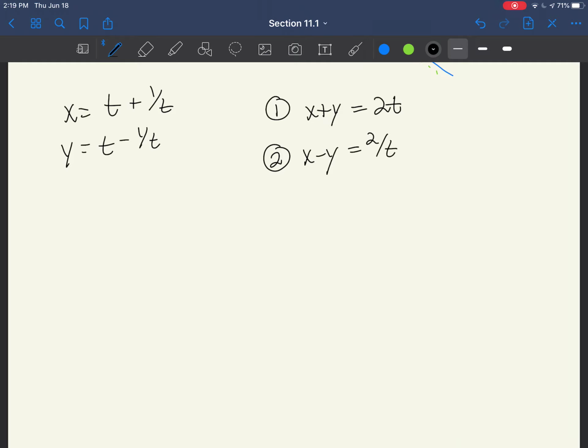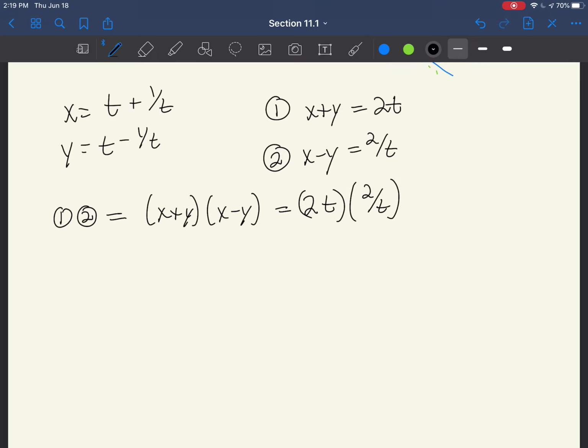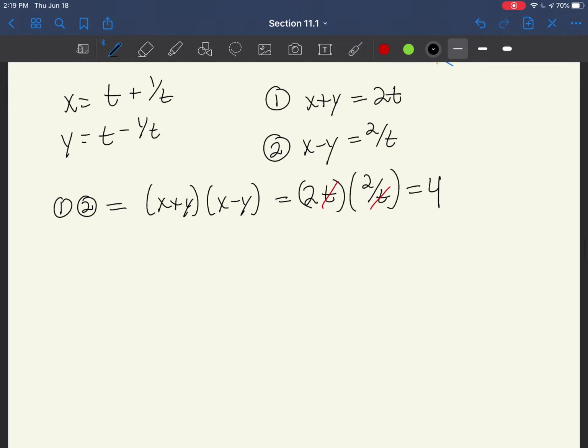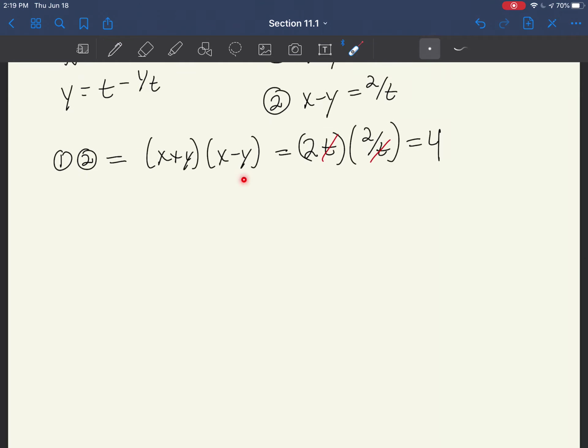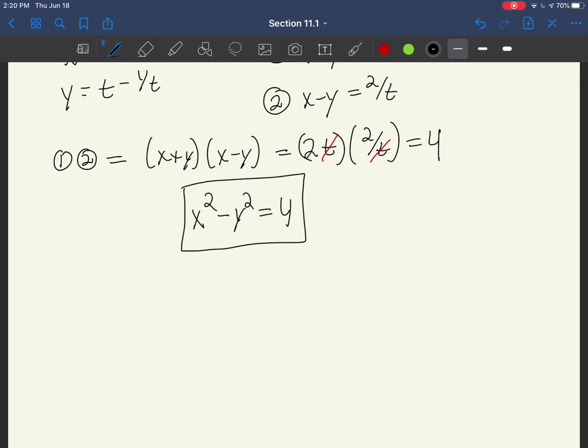If we subtract them, it's also nice because the t's will cancel, and we'll just be left with the 1 over t's. So that would be 2 over t. If we multiply these, we would have x plus y times x minus y is 2t times 2 over t. The t's cancel, and we just get 4. So we have eliminated the variable. What is the left-hand side, though? This is a special product, a difference of squares. So we get x squared minus y squared equals 4, which is the equation of a hyperbola.